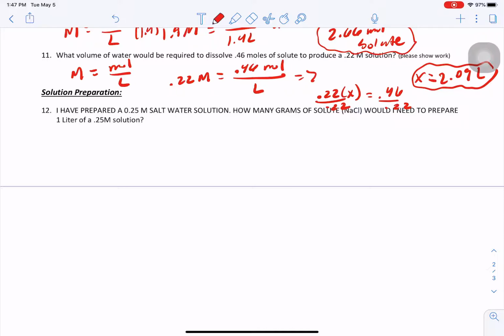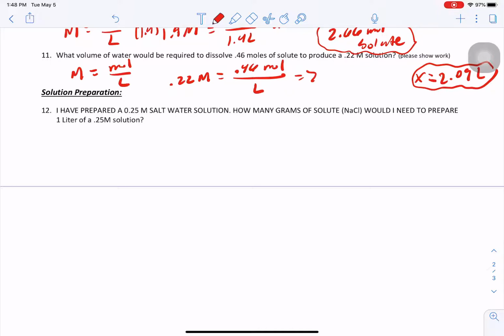It says, I have prepared a 0.25 molar saltwater solution. Remember, 0.25 big M, that is the concentration, that is the molarity. Now I'm wondering how many grams of solute, that would be the NaCl, would I need to prepare 1 liter of a 0.25 molar solution? Let me do this so you guys can see it.